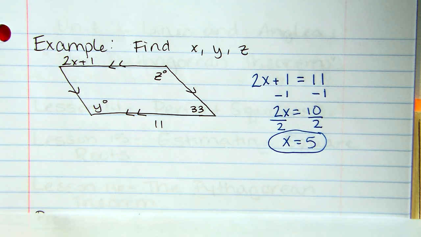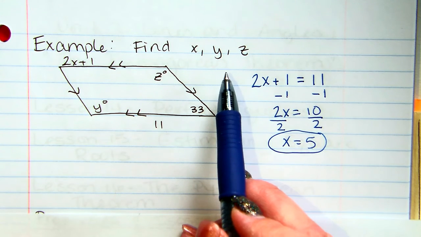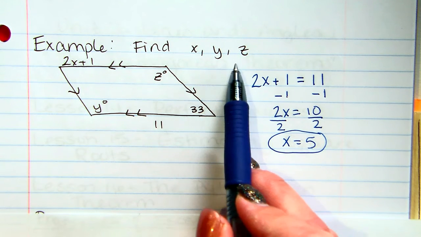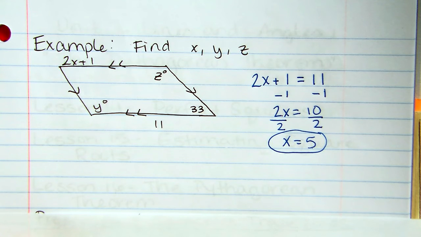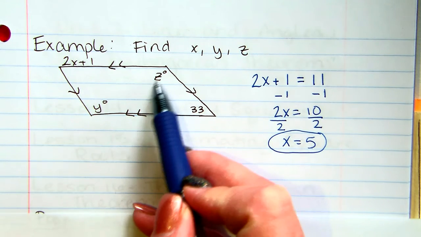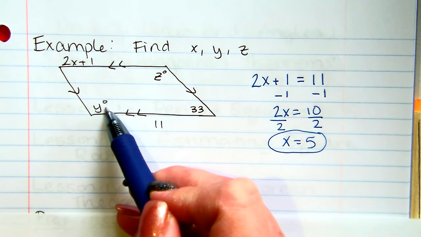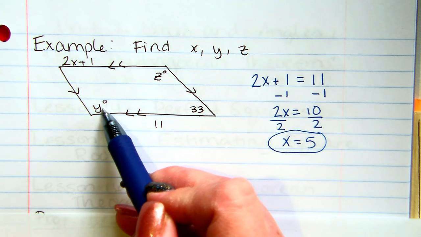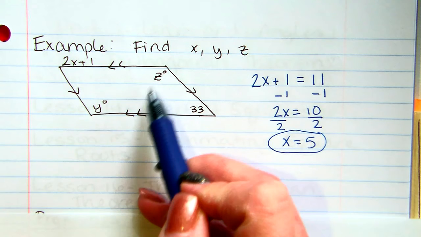Next, if we go to the y and the z. The y and the z are both degrees. So whatever we have for our final answer, we're going to need to include that degrees notation. Now, y and z are opposite of each other, meaning they will be congruent angles. So whatever I find out for y, that's going to be z. And whatever I find out for z, that's going to be y.